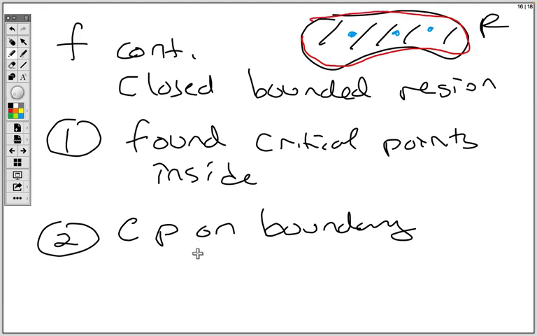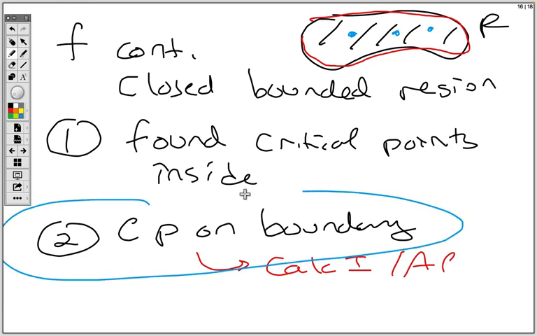And the way we'd been doing this is we went back to Calc 1 to help us with that. By looking at what the function looked like on the boundary, through whatever means, we would take it back into a one-dimensional optimization problem, which we do with your Calc 1 or whatever you learned in AP. What Lagrange multipliers gives us is a new way to help us find critical points on boundaries.